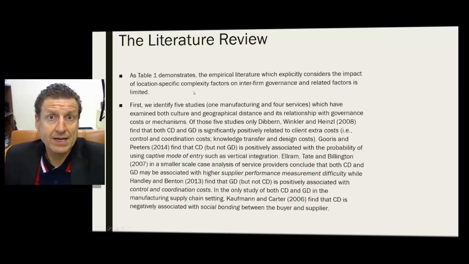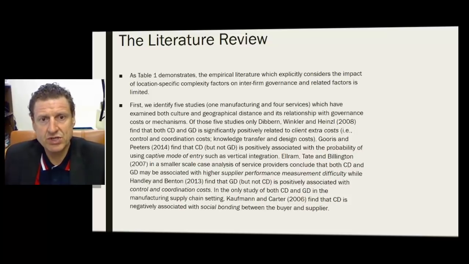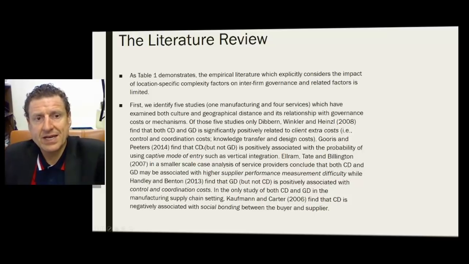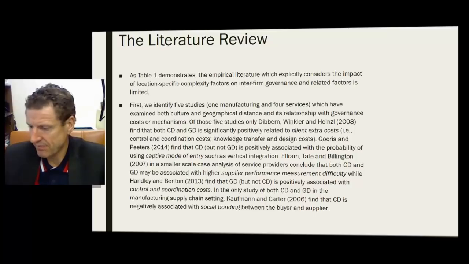So now we can write our basic literature review. As Table 1 demonstrates, the empirical literature, which explicitly considers the impact of location-specific complexity factors on interfirm governance, is limited. First, we identify 5 studies. So now we can count the 5 studies which have examined culture and geographical distance and its relationship, and so on. We can count up the studies that have looked at the relationship between geographical distance and particular mechanisms, and then we refer to all of the relevant studies.